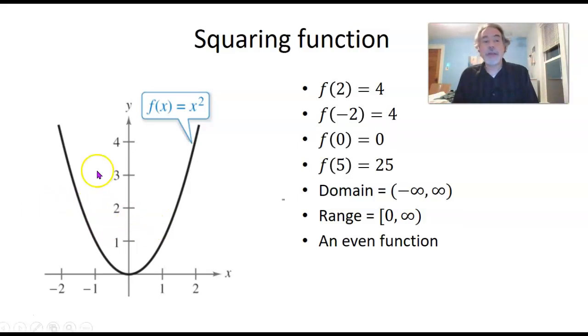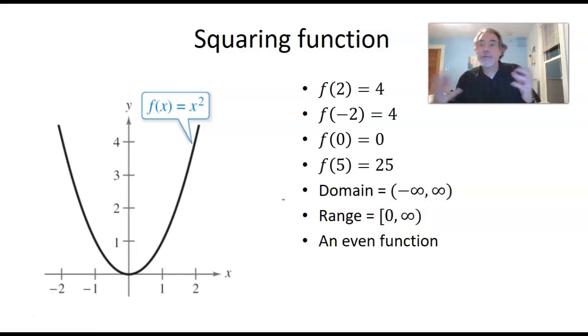The graph looks like this. It's a parabola shape with its turning point, its vertex at the origin. That's the lowest point on the graph. The domain is all real numbers, so you can put in anything you want for x. Any number can be squared. But the range is from 0 to infinity.